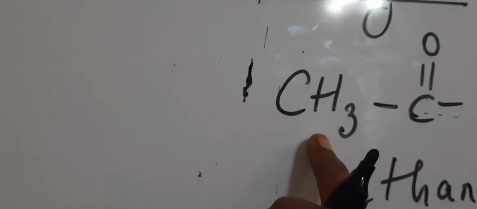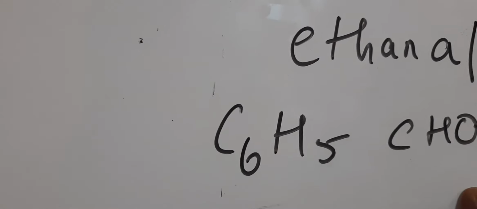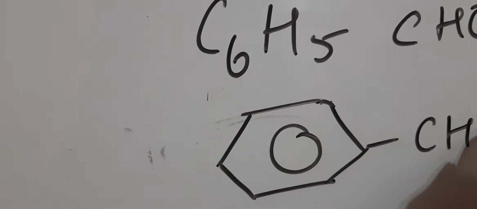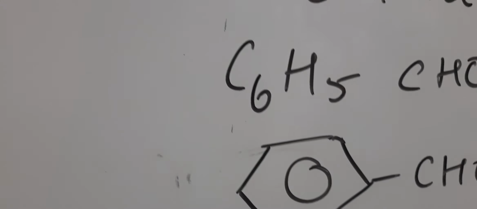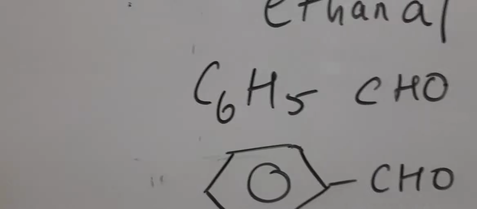When there is a benzene ring here, for example C6H5 CHO, this is called benzaldehyde, or we can also write this in this way, a benzene ring then CHO. So benzaldehyde can be written as C6H5 CHO or like this with the benzene ring. Now we are going to see how we can prepare this aliphatic aldehyde such as acetaldehyde, and then the aromatic aldehyde such as benzaldehyde.